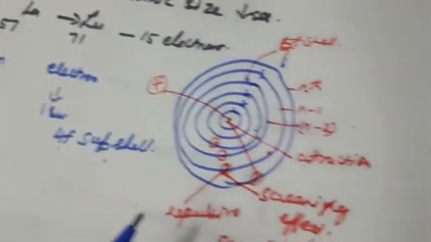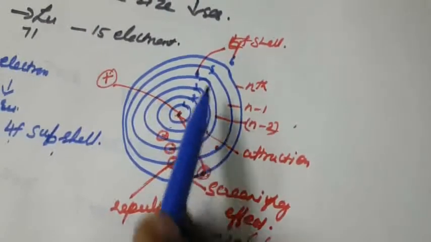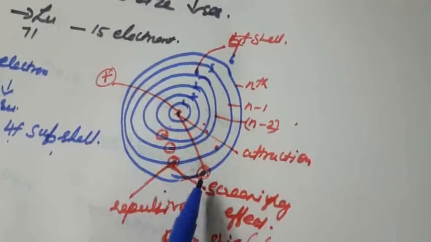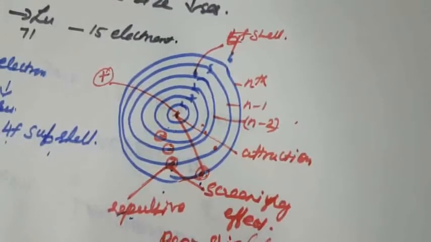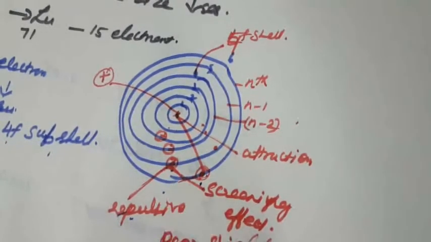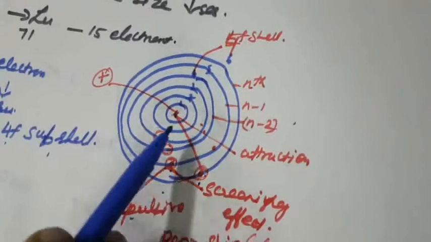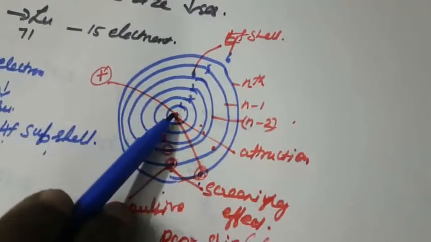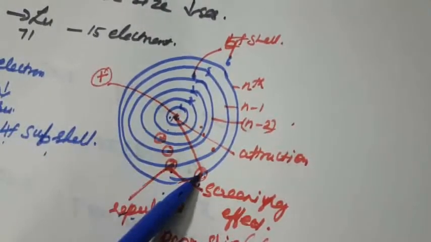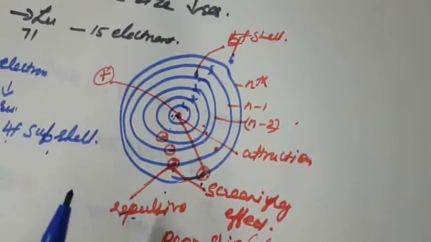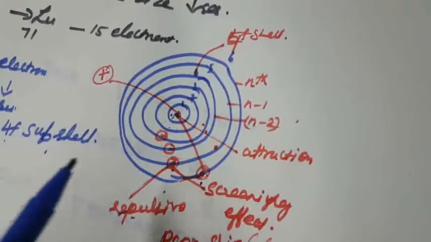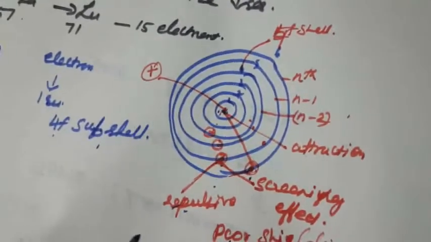As a result, the attraction between the nucleus and the outermost shell becomes stronger. In between, the f orbitals act as a shielding effect, but f orbitals are poor at shielding. So there is more attraction between the nuclear protons and the outermost electron, and as a result the atom shrinks. That is called lanthanide contraction.